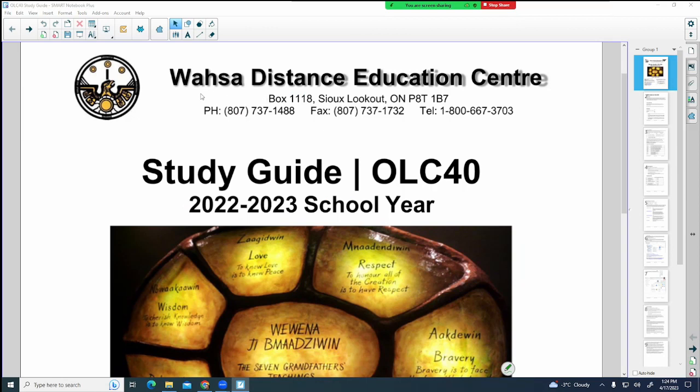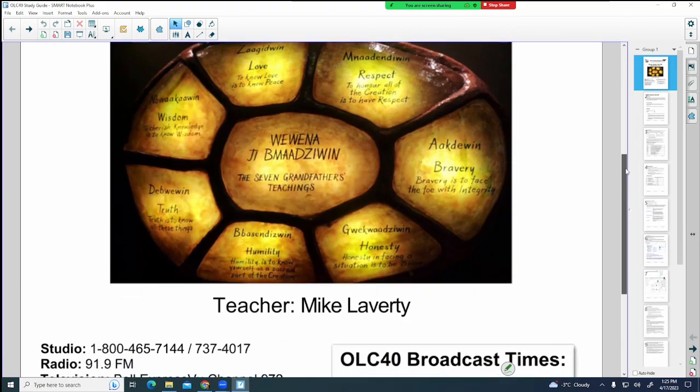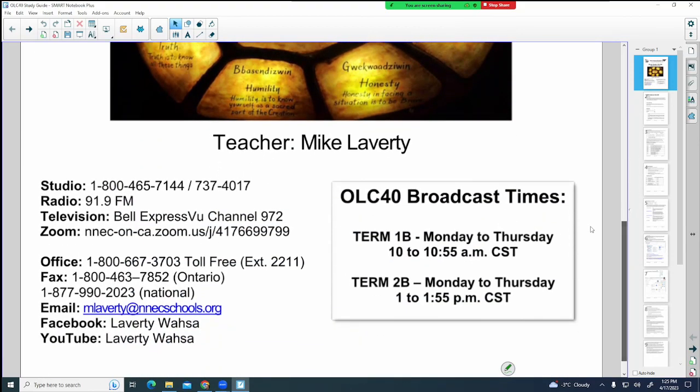Yeah. So at the top of the study guide, it tells you some various ways that you can contact the WASA Distance Education Center. Got our mailing address, we've got our phone number, fax number, toll-free telephone number. And then at the bottom of the page, you've got all the ways that you can contact your teacher. That's myself, Mike Laverty, so that's how you can contact me. My email address, my Facebook account, my YouTube account, and our broadcast time.